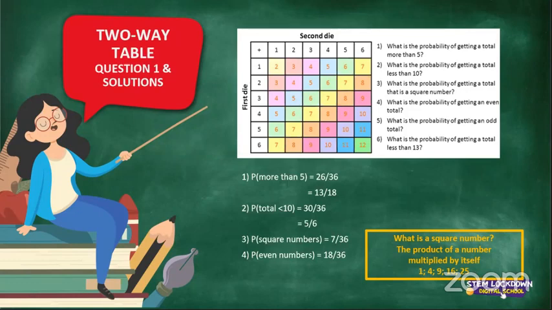Okay, there we go. So then number 5, what is the probability of getting an odd total? We know that there are 36 possible outcomes. Now, if 18 are even, how many would be odd? Also 18. Yes. And again, if we simplify, 18 goes into 36, so it would be 1 on 2 or 50%.